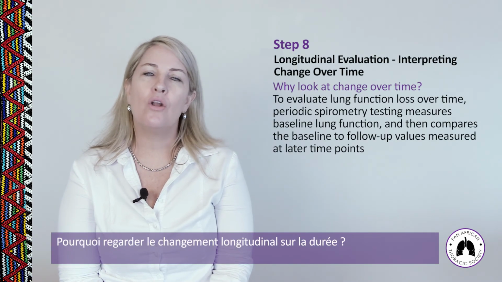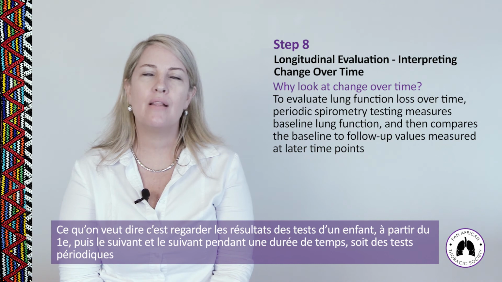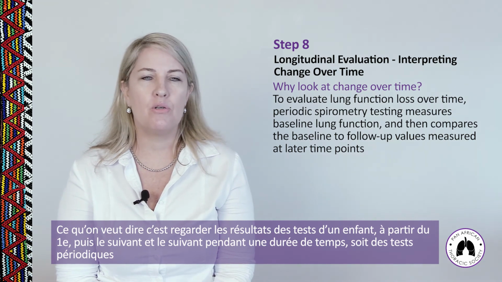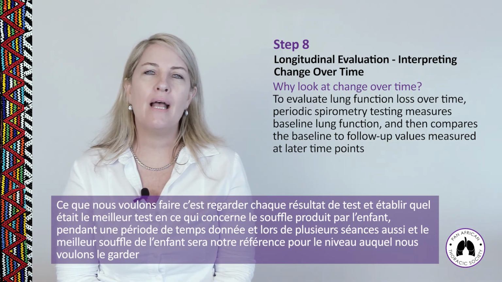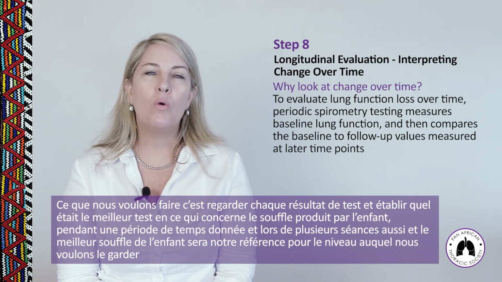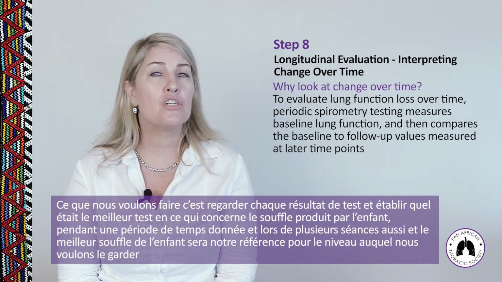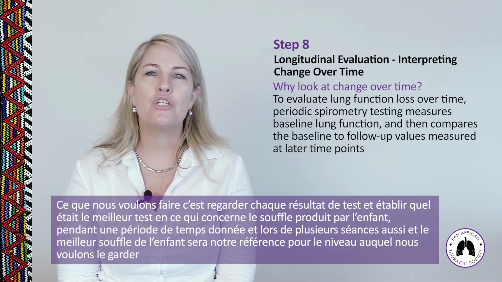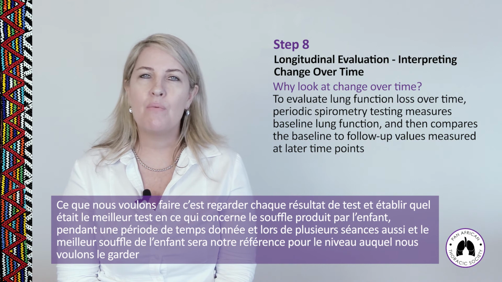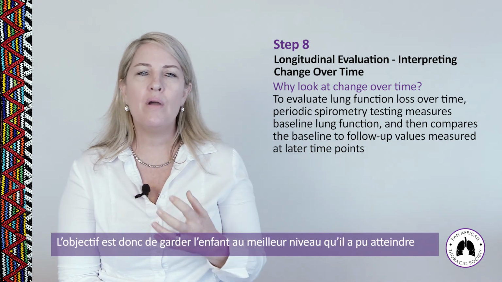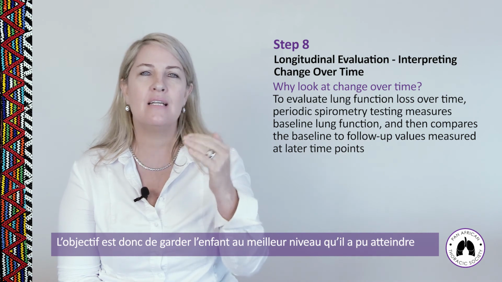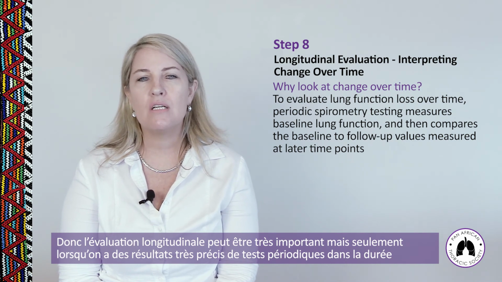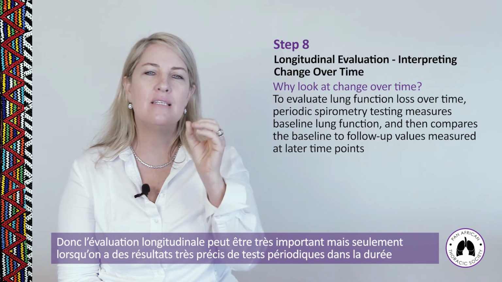Why would we need to look at longitudinal change over time? So that's looking at the child's test one to the next over a period of time. So serial spirometry testing. What we want to do is look at each test result and establish which was the very best test result the patient blew over a period of time at different testing sessions. And the very best that the patient blew will be the reference of the best that we want to keep the child at. So we will always aim to keep the child at the very highest level that he can be. So really, longitudinal evaluation is important, but can only be done when you have accurate serial test results.